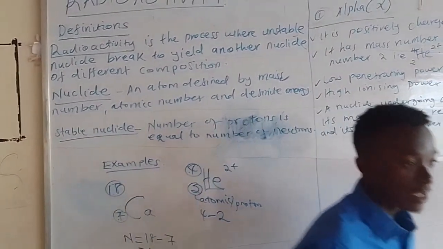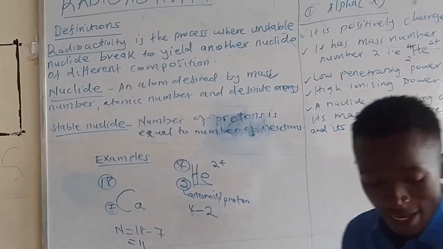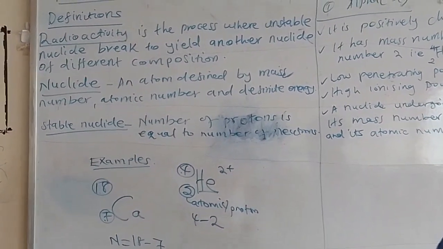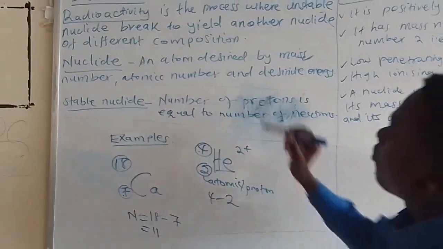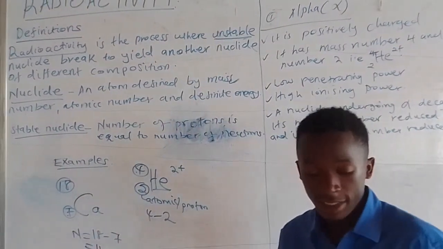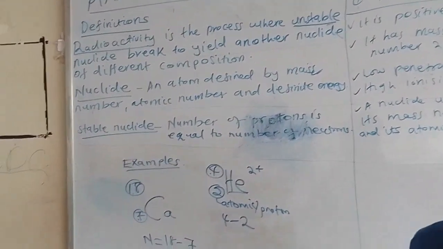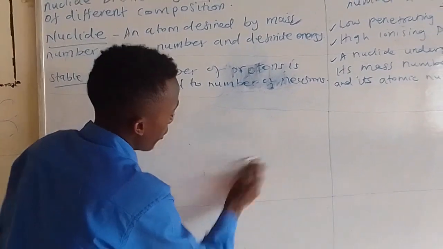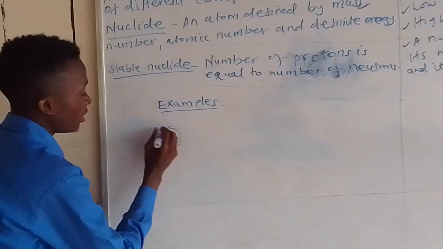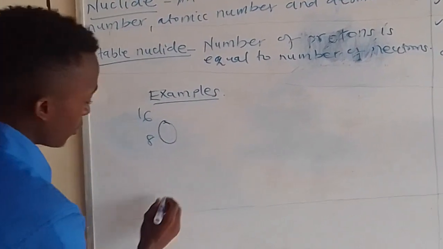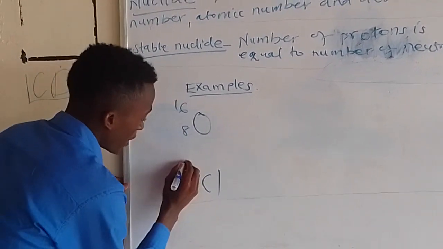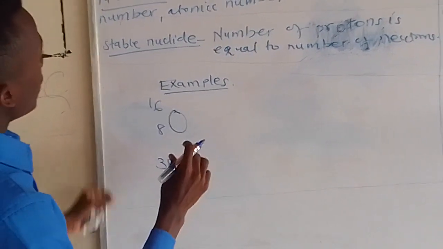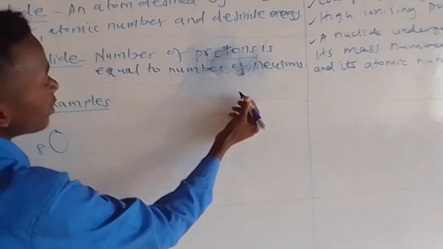Next we want to look at what is the difference between a stable nuclide and unstable nuclide. And we have said the one that decays should be unstable. It's the one that decays, so we can look at examples. The first example, identify whether stable or unstable. We can have oxygen, that is, it has 16 and 8, and we can also have chlorine, let us say 38 and 17. A stable nuclide has the same number of protons and neutrons.